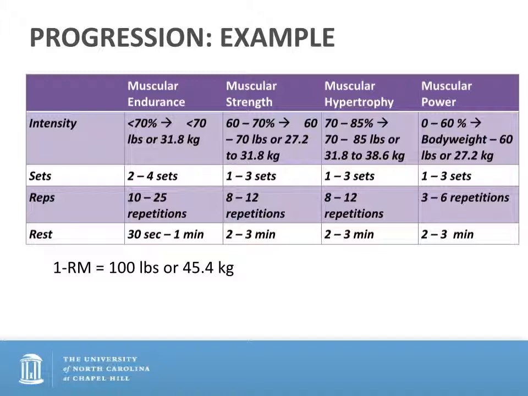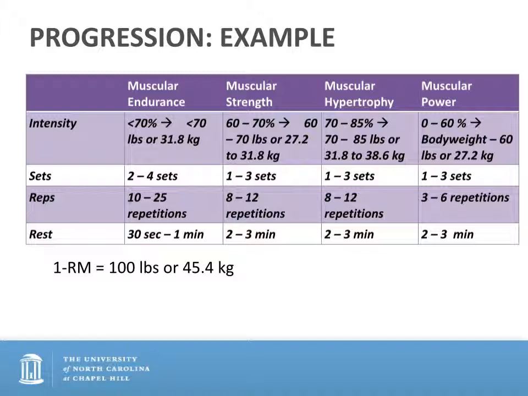Now, if a person's goal was muscular strength and their 1 RM was 100 pounds, they would perform exercises with an intensity of, say, 60 to 70 pounds, or 27.2 to 31.8 kilograms. They would perform less sets, so 1 to 3 sets. The repetitions would also be less, say 8 to 12 repetitions, but they would rest for a greater amount, 2 to 3 minutes.